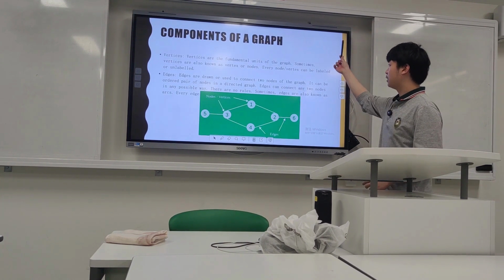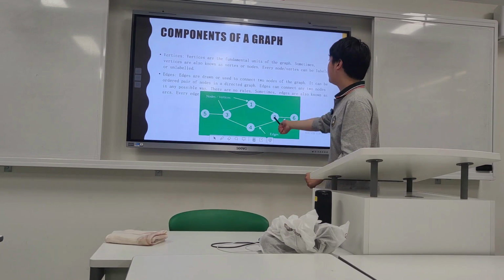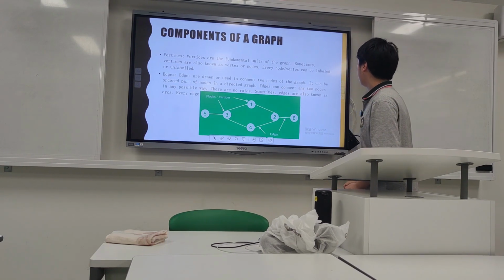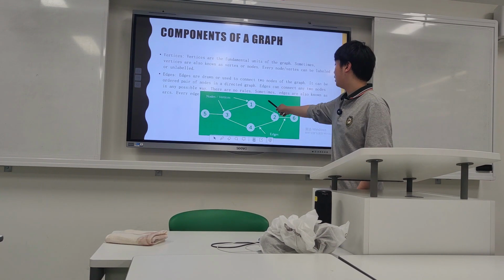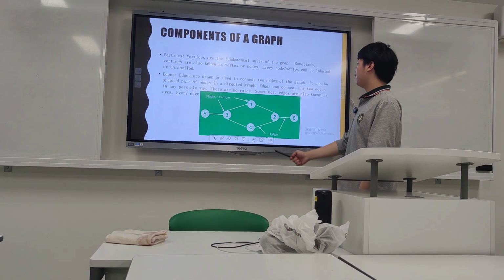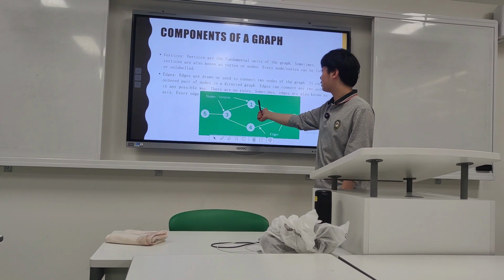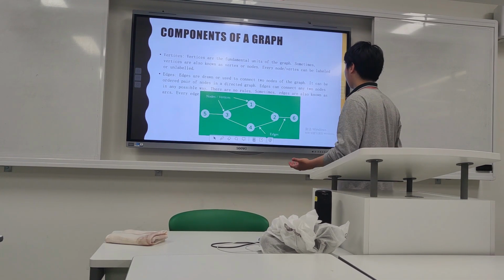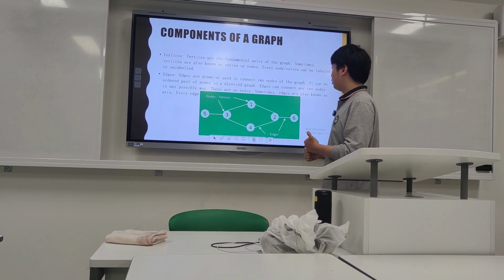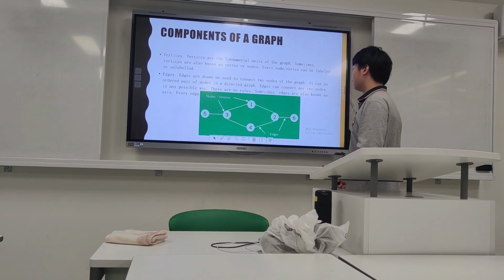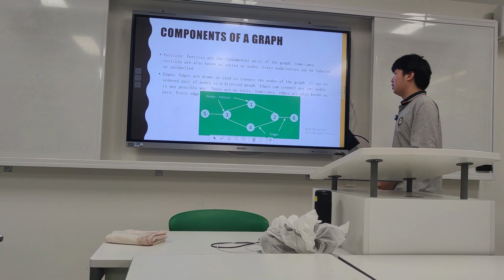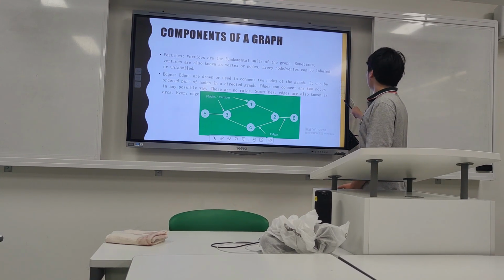Here we will talk about the components of a graph. Vertices are the fundamental units of the graph. Sometimes vertices are also known as vertex or nodes. Every node can be labeled or unlabeled. So these 1, 2, 3, 4, 5, 6 are nodes. And edges are the lines that connect the nodes. It can be an ordered pair of nodes in a directed graph. Edges can connect any two nodes in any possible way. There are no rules. Sometimes edges are also known as arcs. Edges can be directed or non-directed, and we'll talk about this in the classification of graphs later.